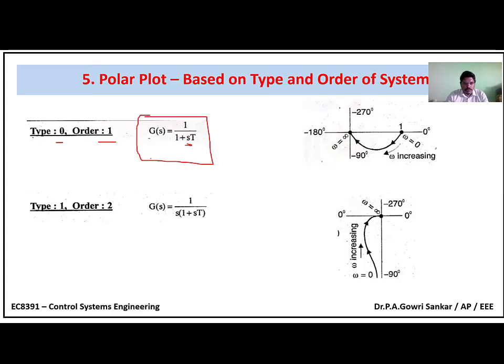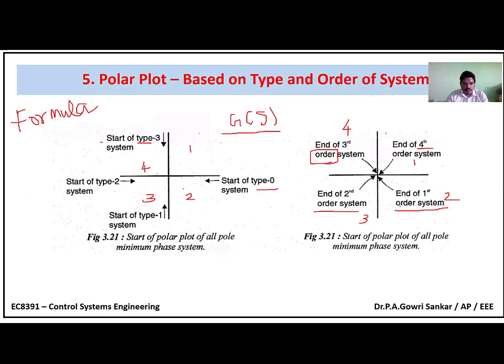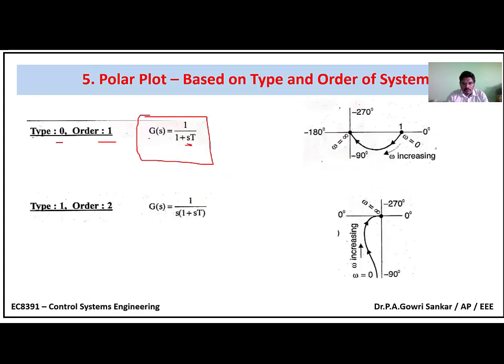So you just go to this formula table. Type 0 means the curve starts here, in the second quadrant. Order 1 means the curve ends here. You have to draw the polar plot in this way: starting here, ending here. This is the polar plot drawn as an open freehand sketch. Generally this type of problem will be asked as a 2 mark question.